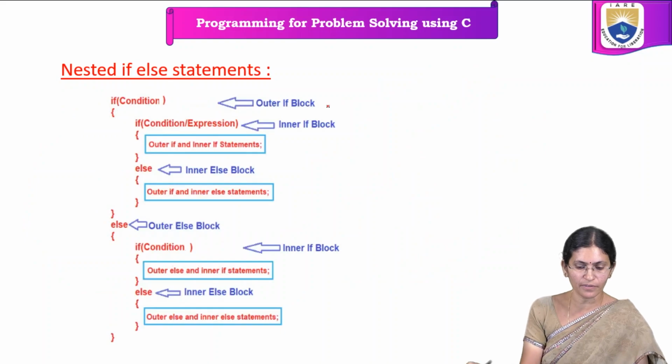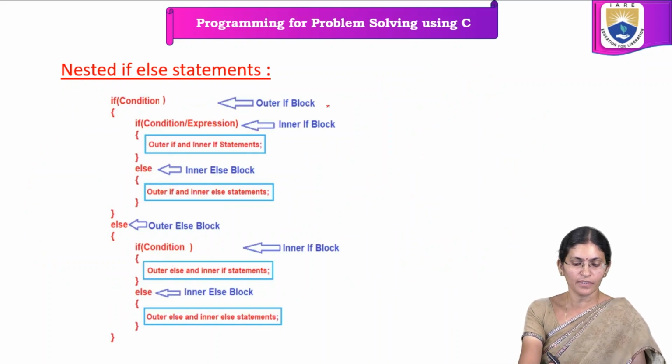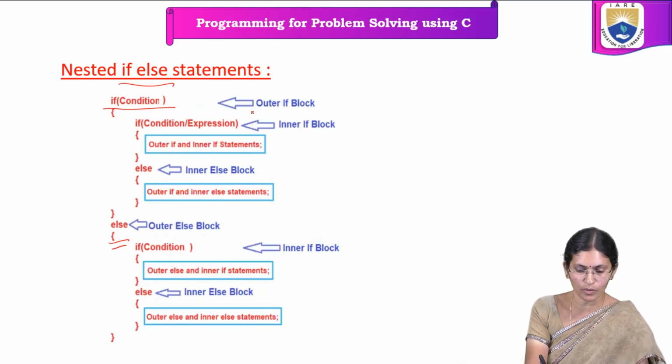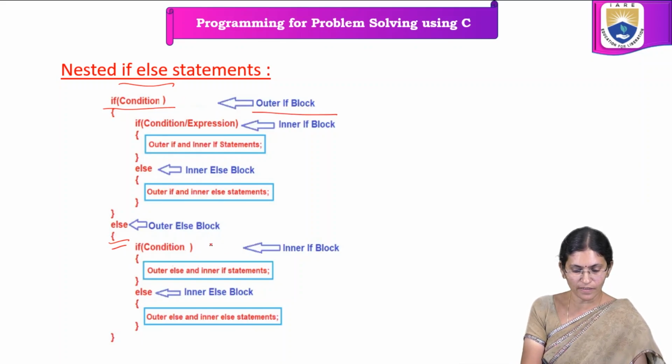Next one, nested if else statements. So nesting of if else inside another if or else. So that is nested if else statements. So here you can see this is the outer if block and this one is the outer else block. It will check this condition. If the condition mentioned in the outer if block is true, then the control is transferred to the inner if block. Then it will check this condition.